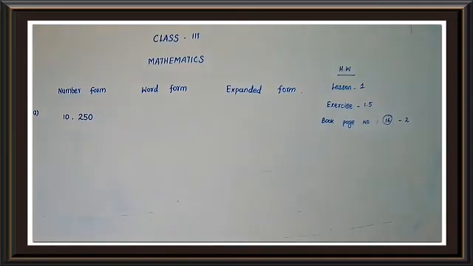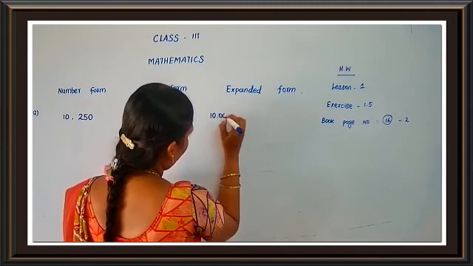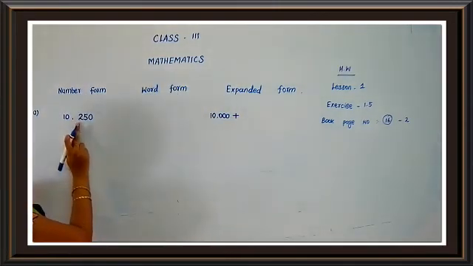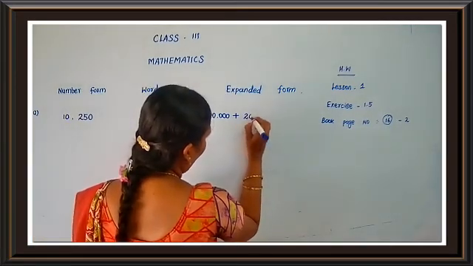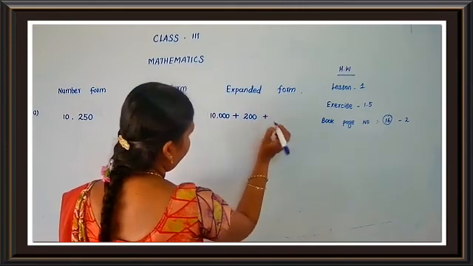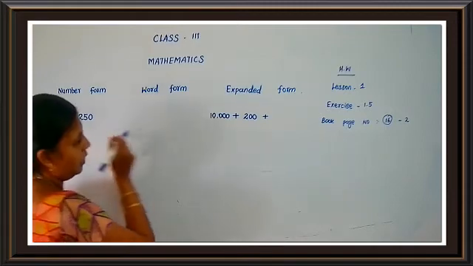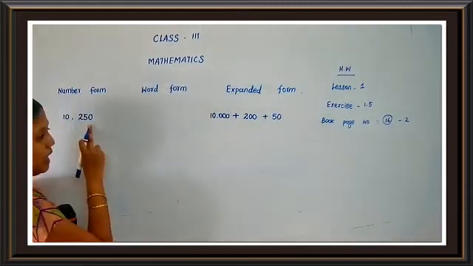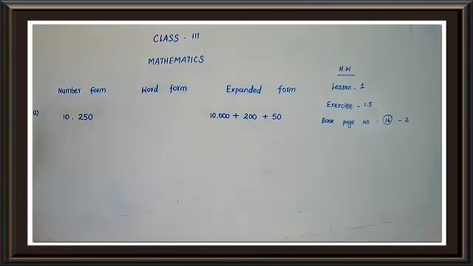First we want to expand the thousands place. So see here, expanded form means 10,000 plus how many hundreds? How many hundreds are here? 200. So you write 200, plus then how many tens? 5 tens. You write 50. If the ones value is 0, we do not need to write it. Okay?